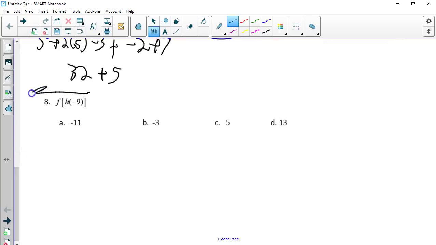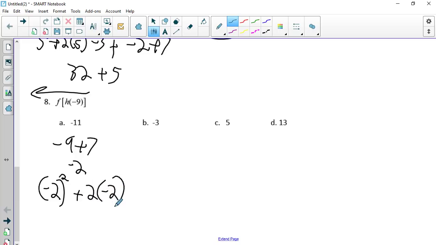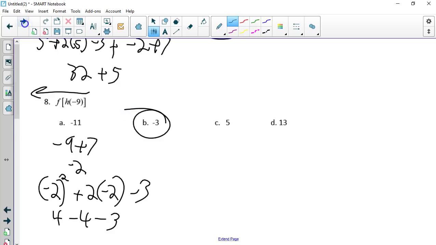Okay, again, we're going this way. So we're going to plug negative 9 into h. So h is x plus 7. And that gives us negative 2. Now we're going to take that number and put it into f. So that's going to be negative 2, careful here, squared is going to be a positive number, remember that. Plus 2 times negative 2 minus 3. So that's going to give us 4 minus 4 minus 3. 4 minus 4 is 0. Minus 3 is negative 3.